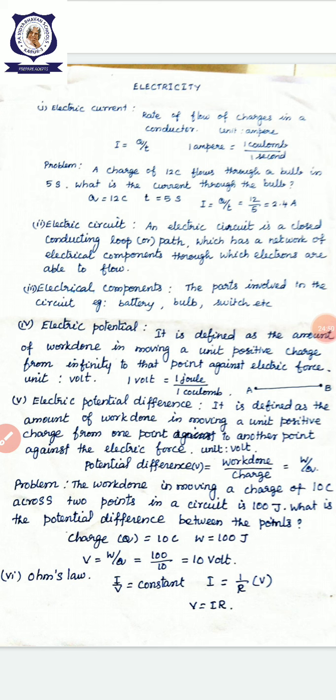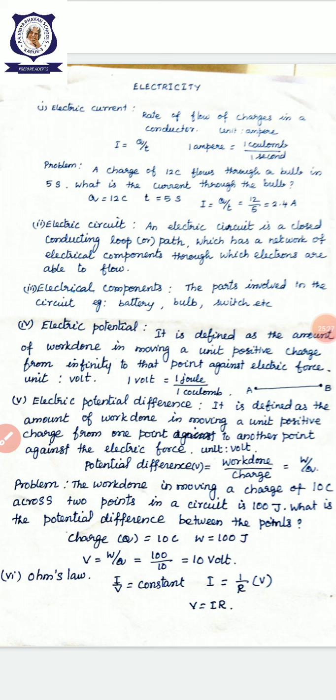Let us summarize the things. First, what is electric current? The rate of flow of charge through an area of cross section is called electric current. Then electric circuit. An electric circuit is a closed conducting path which has a network of electrical components through which electrons are able to flow. Then electrical components: the parts involved in the circuit are called electrical components. Example, battery, bulb, switch, etc.